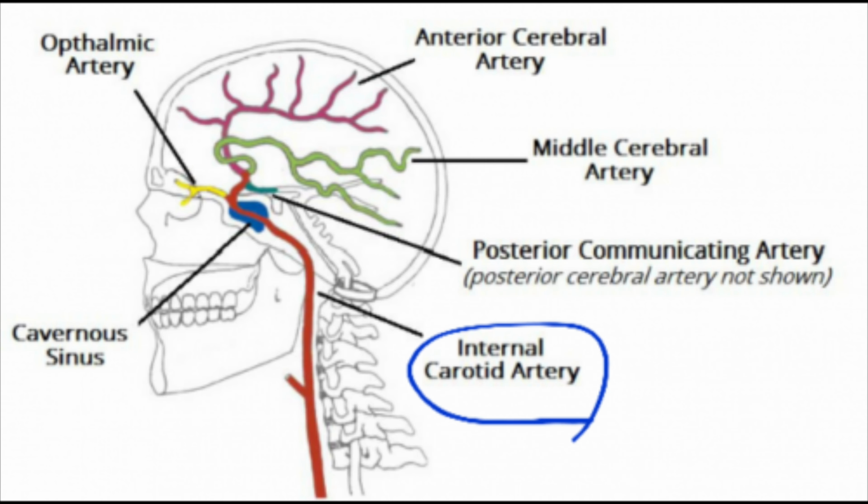After the ophthalmic artery, the other 4 branches of internal carotid artery are anterior cerebral artery, anterior communicating artery, middle cerebral artery, and posterior communicating artery. So important thing to remember here is posterior cerebral artery is not a branch of internal carotid artery. Internal carotid artery gives out 5 branches: ophthalmic artery, anterior cerebral artery, anterior communicating artery, middle cerebral artery, and posterior communicating artery.